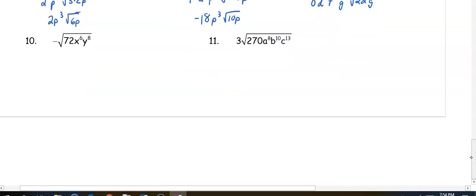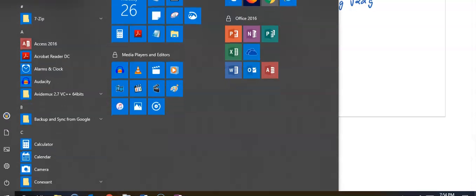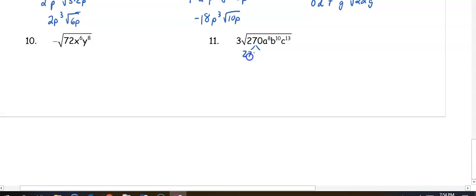Let's look at one more. So if we look at number 11, the square root of 3 square root 270, a to the 8th, b to the 10th, and c to the 13th. So if we break down 270, that can break down to 27 and 10. 27 breaks down to 9 and 3. 9 breaks to 3 and 3. 10 breaks to 5 and 2. So we have a pair of 3s. Under the radical, 5 times 2.